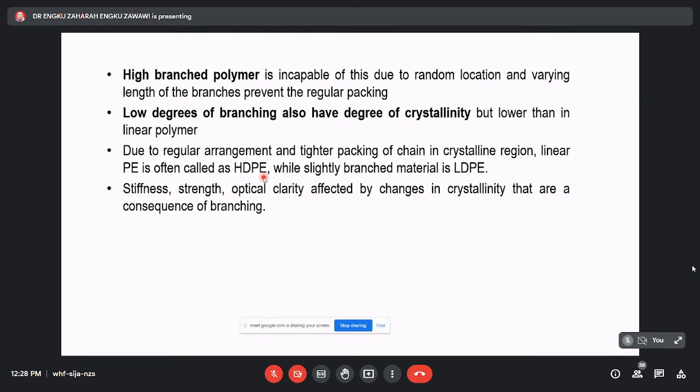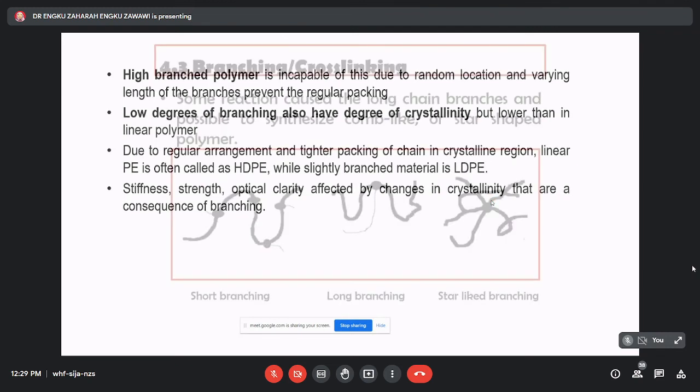And the slightly branched material is low density polyethylene. So properties such as stiffness, strength and optical clarity are affected by changes in crystallinity content, which are subsequently because of the difference in branching.